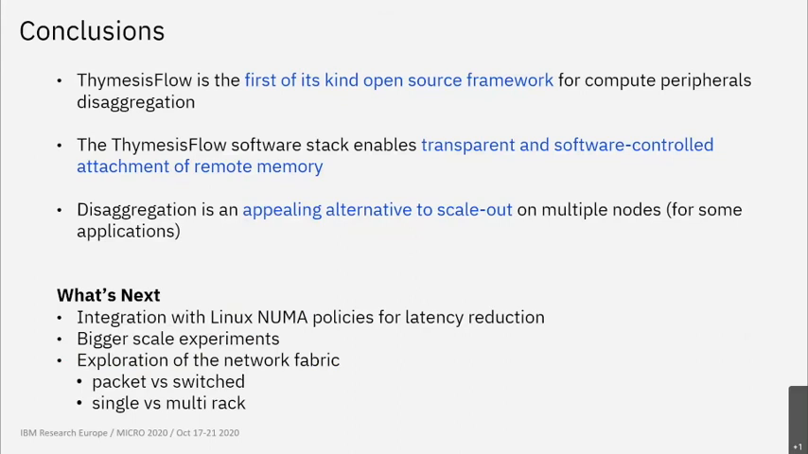In the future, we will be working on better integrating with the Linux NUMA policies for latency reduction, running bigger scale experiments, and exploring the network fabric, like having packet versus switched network, and also whether we should keep on the single rack or should we consider disaggregation at the multi-rack level.